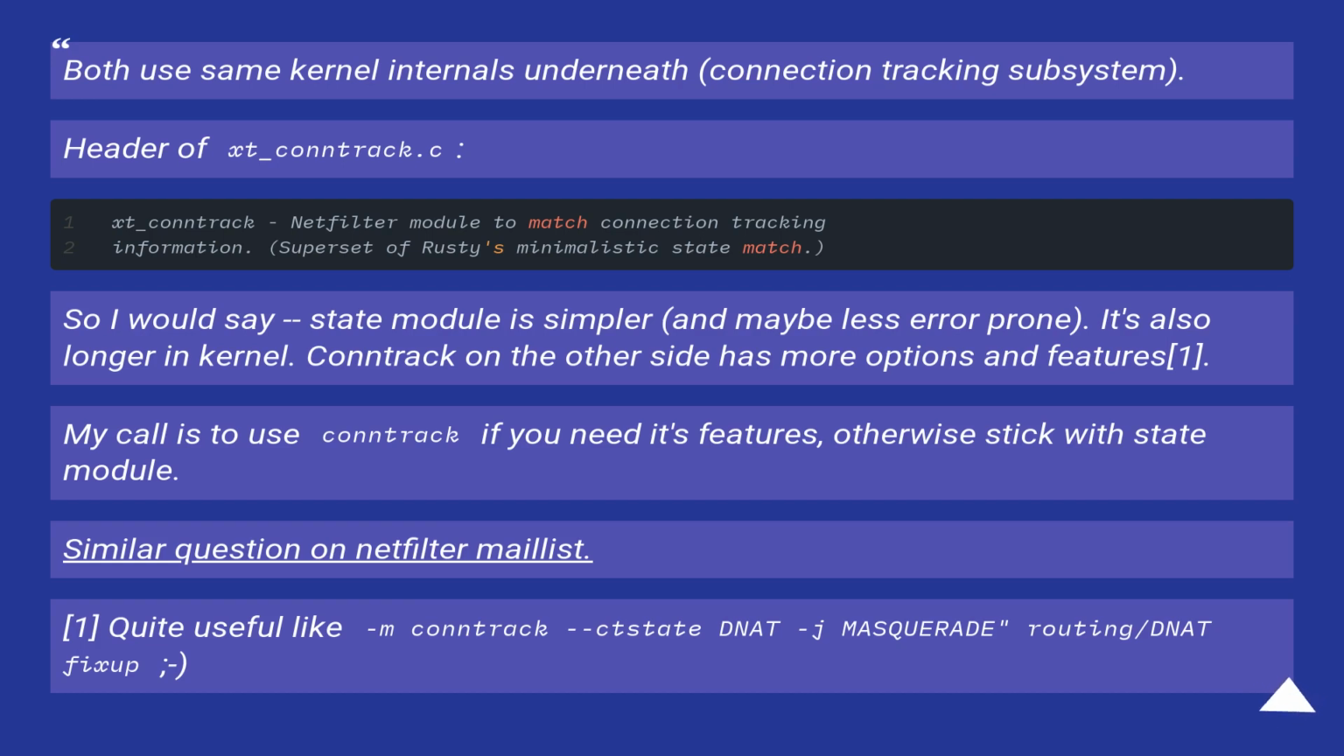Similar question on the netfilter mailing list. Quite useful, like -m conntrack --ctstate DNAT, masquerade, routing, NAT fixup, smile.